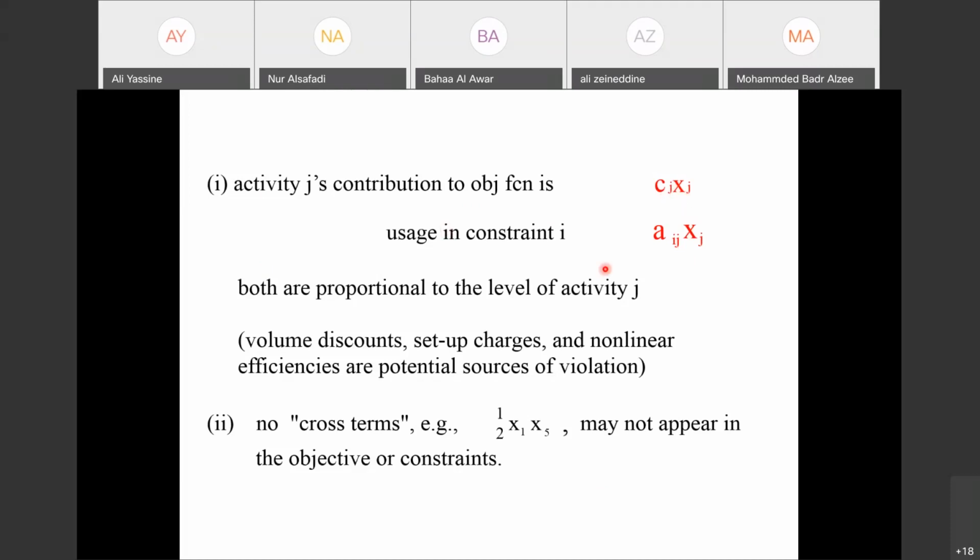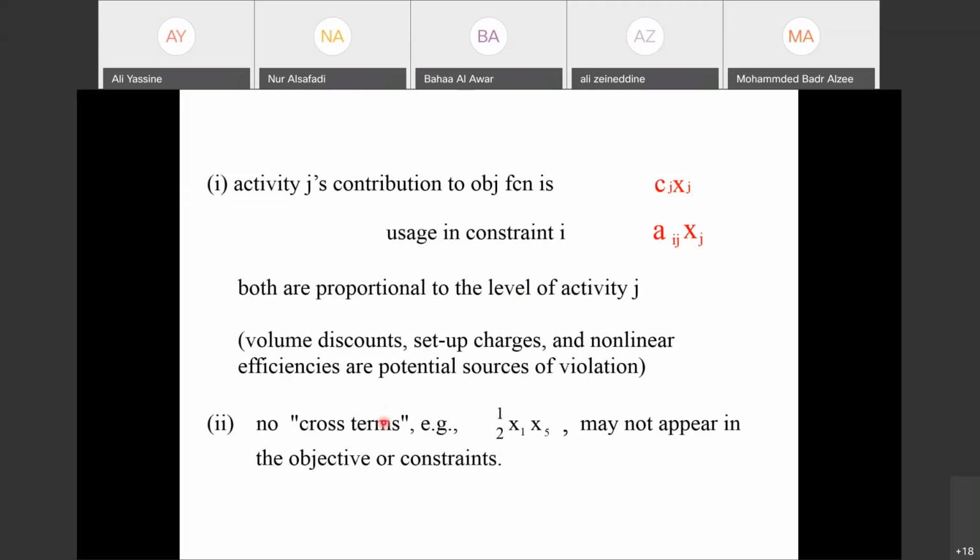And the same thing, its use or consumption in the constraints, and by its I mean the decision variable's, is also proportional to its value. That means it's multiplied by this constant, Aij. So the contribution of the decision variable is proportional to its value. That means it has a constant coefficient in the objective function and in the constraints.